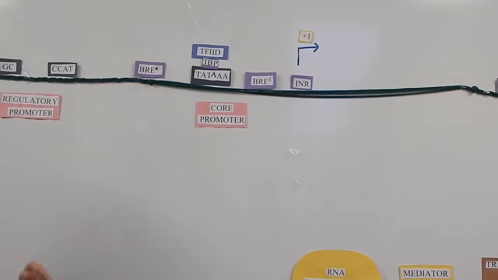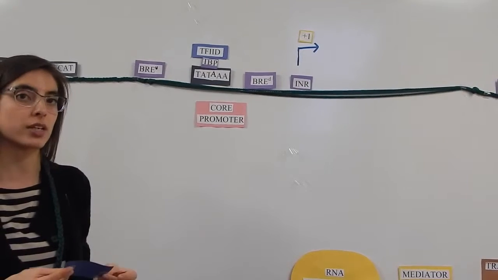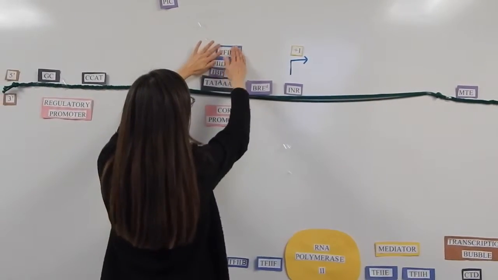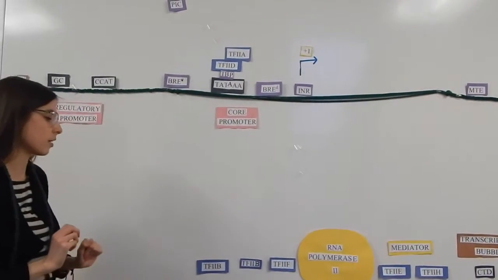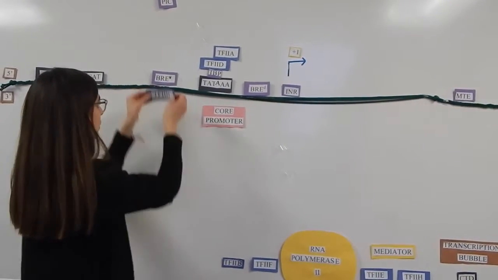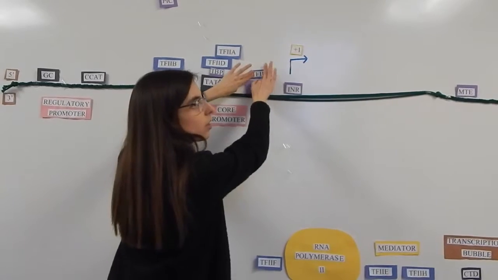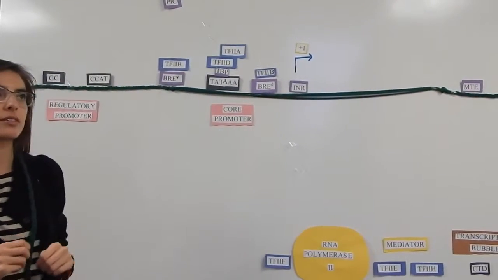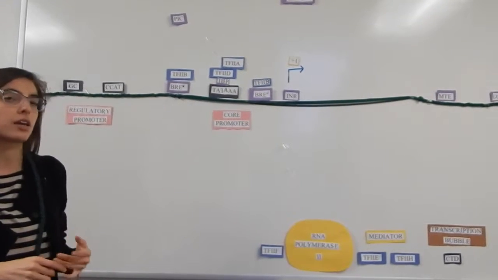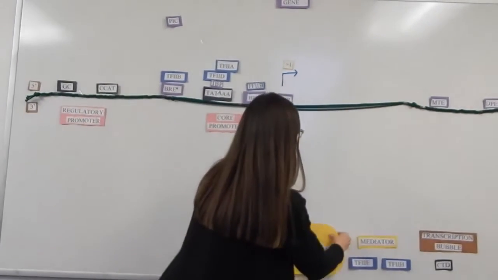Then the next transcription factor that binds is TFIIA, and this factor stabilizes the interaction between TFIID and the DNA. Next, TFIIB is the transcription factor that binds, and this one binds to BRE elements on the DNA. And this factor stabilizes the interactions between TFIID and TFIIA with the DNA. It also recruits RNA polymerase and TFIIF to this site.